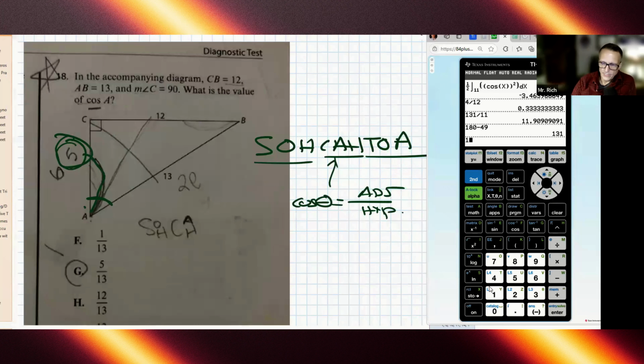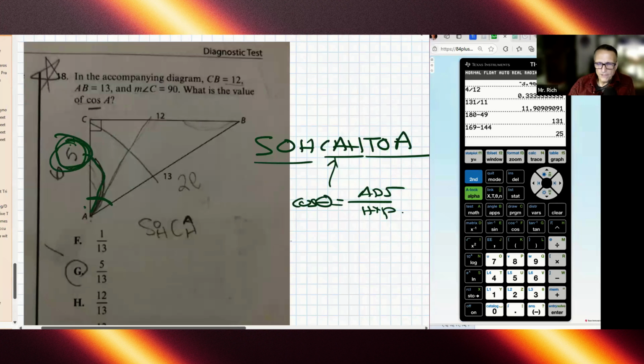If I did the Pythagorean theorem, 13 squared is 169. I would take away 12 squared, which is 144. I get 25. And then when I square root 25, that gives me that other side, 5. So yeah, cosine of theta will be the adjacent side 5 over the hypotenuse 13. So remember, which side is adjacent and which side is opposite depends on which angle you're talking about. Because if I'm talking about cosine of angle B, then 12 is the adjacent side and the 5 would be the opposite side. Okay, hope that helps.